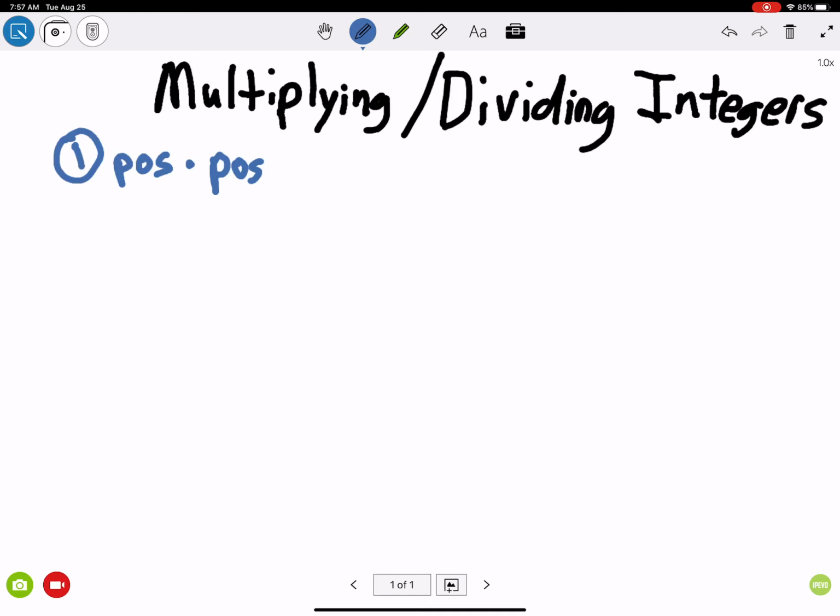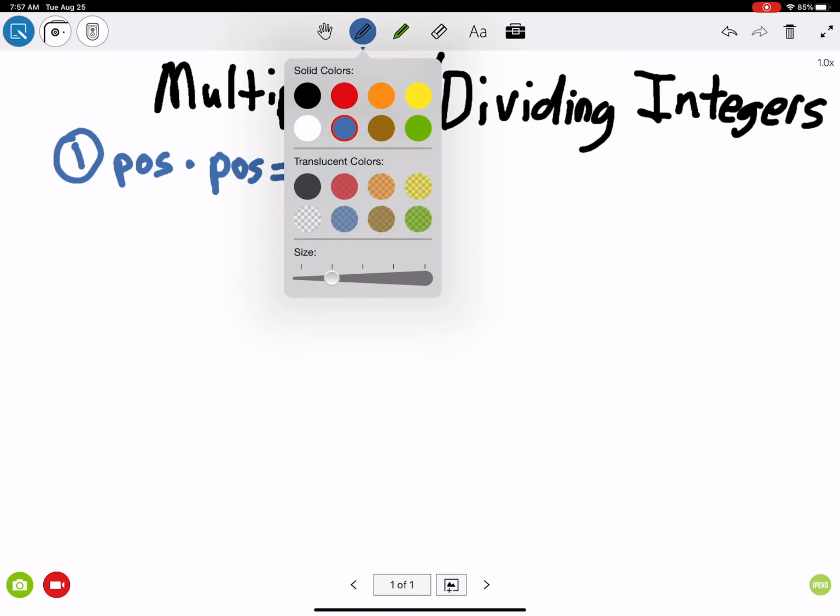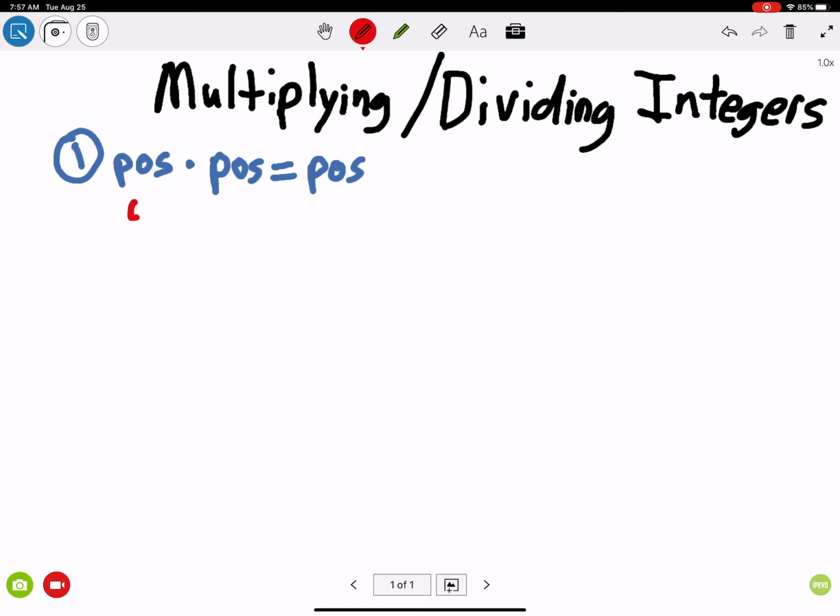So, a positive times a positive. Well, you've been doing this your whole lives pretty much whenever you've been multiplying. Positive times positive just gives me a positive. For example, if I did 4 times 3, that gives me 12. Remember that dot right here means multiply.